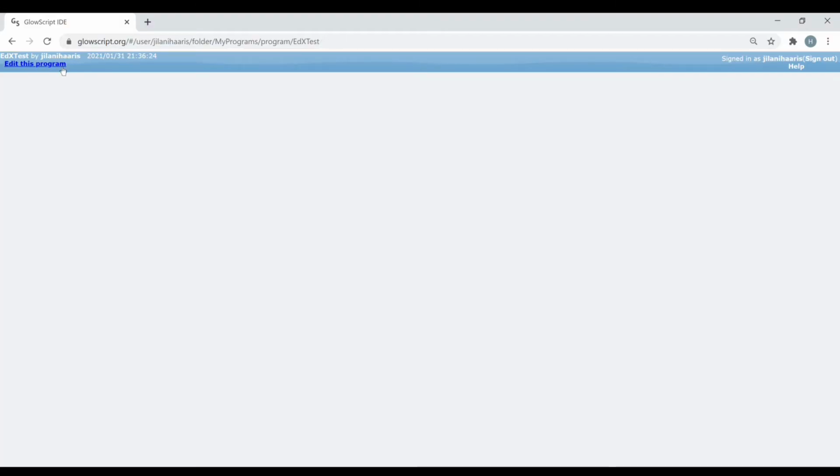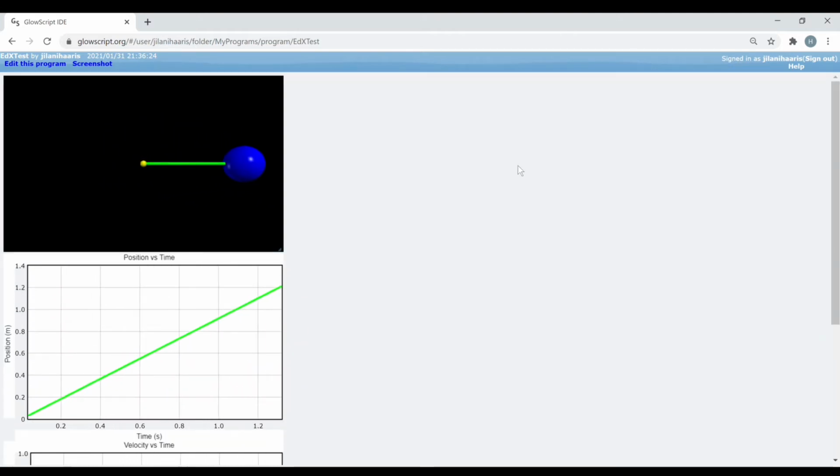Here you can see on the GlowScript app my predicted position versus time graph. Since the average velocity was about 0.9 meters per second, we would predict the position versus time graph to be a straight line with a slope of 0.9, which is what's represented here on GlowScript.